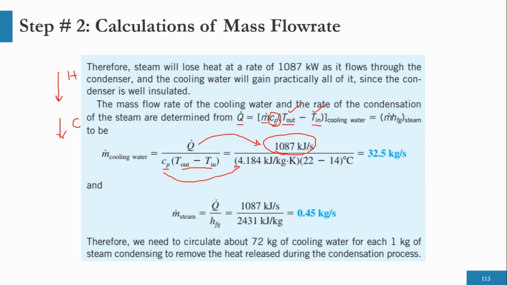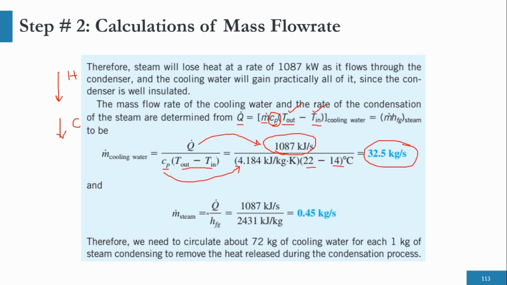Cp is 4.184 kilojoule per kg Kelvin. T out is 22 degrees centigrade, T in is 14 degrees centigrade, and accordingly the answer comes out to be 32.5 kg per second. So 32.5 kilogram per second of the cooling water is required to condense the steam into the saturated liquid.